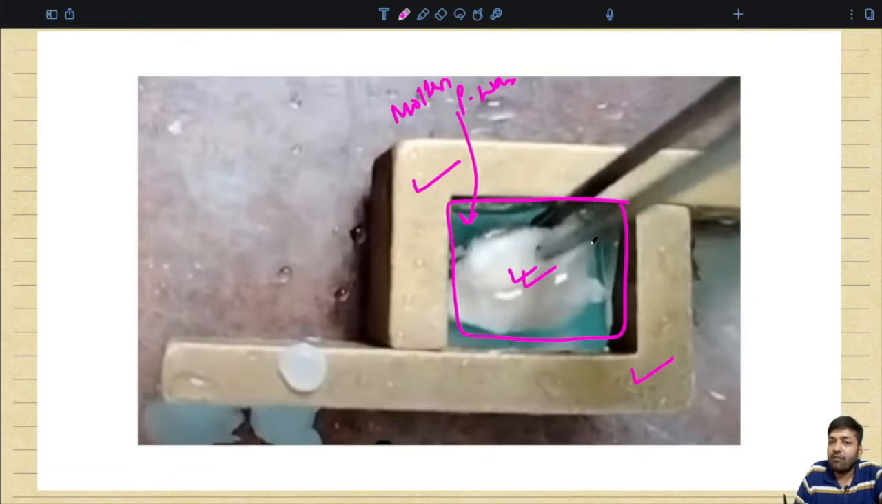What we have done is take this infiltrated tissue and push it to the depth, or to the floor, of this particular mold, such that the area to be cut is completely on the surface of the block. It is kept and pushed down. This is how we are embedding the tissue. This is called tissue embedding.